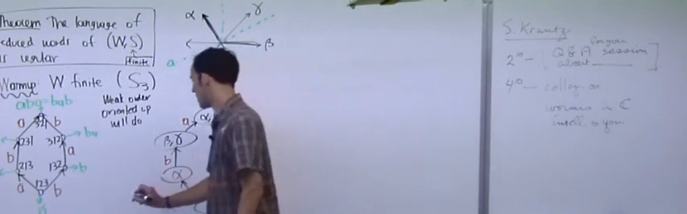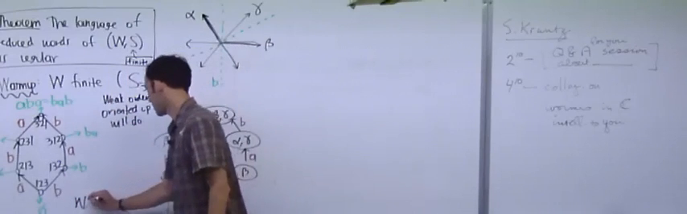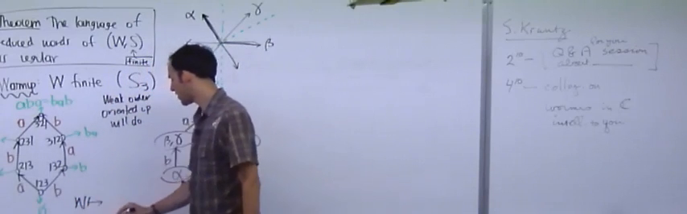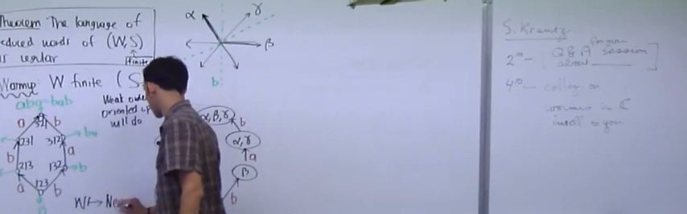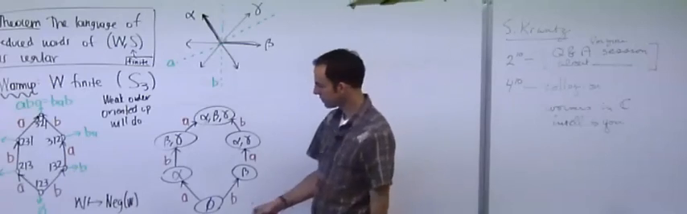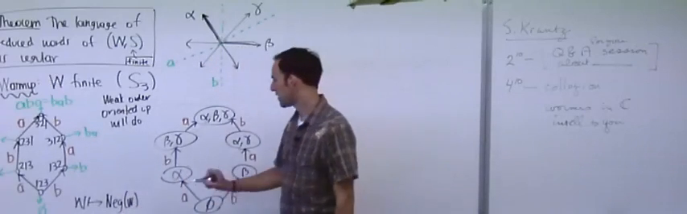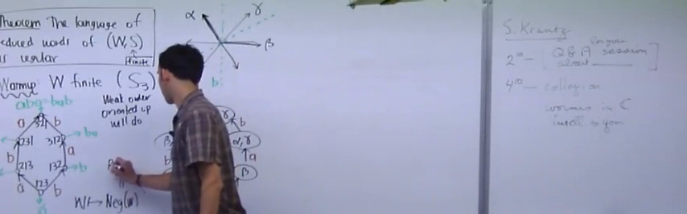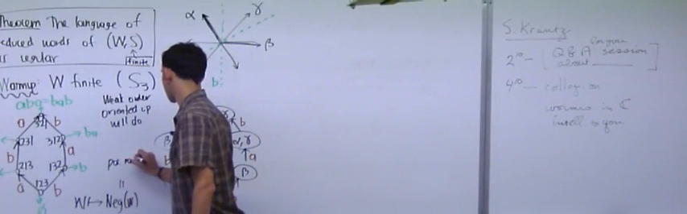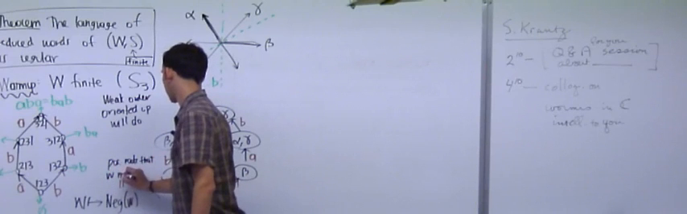I'm taking a group element W, and I'm sending it to neg W, which is the positive roots that W makes negative.